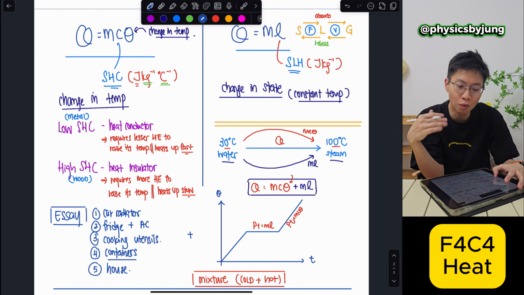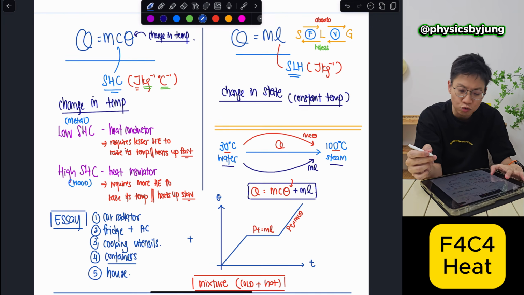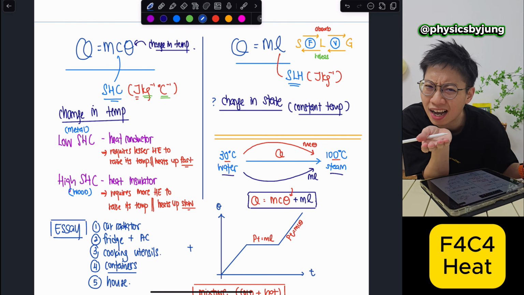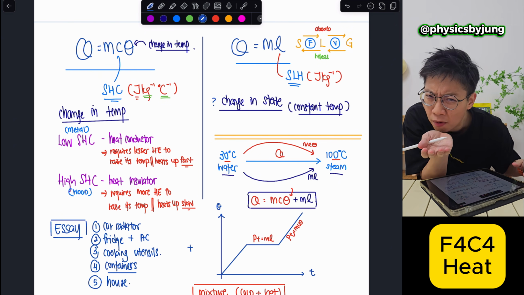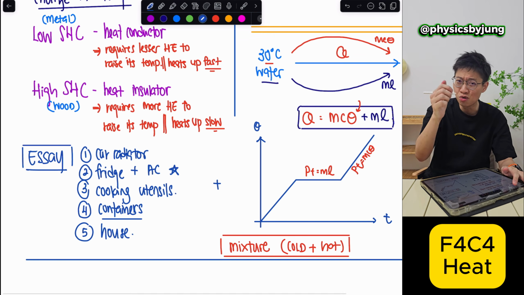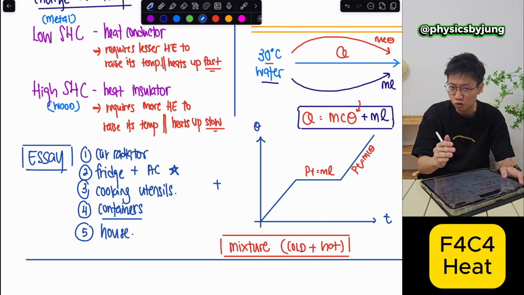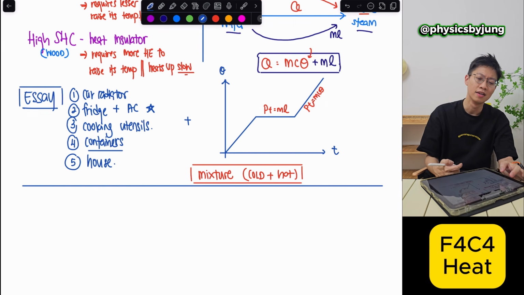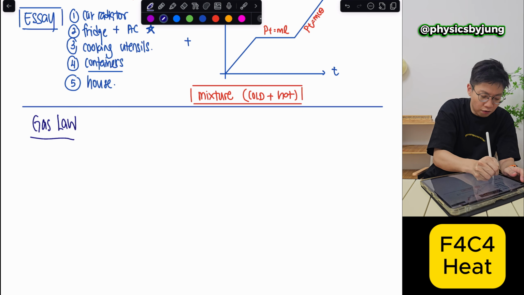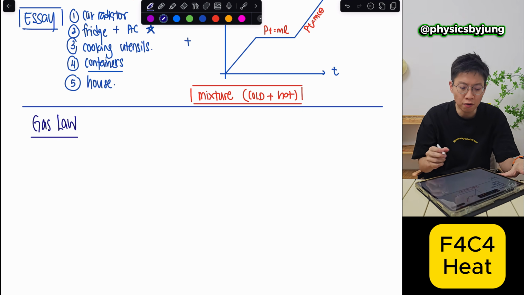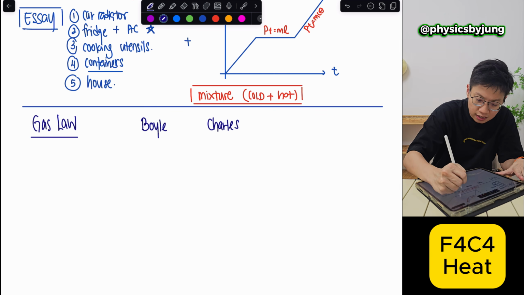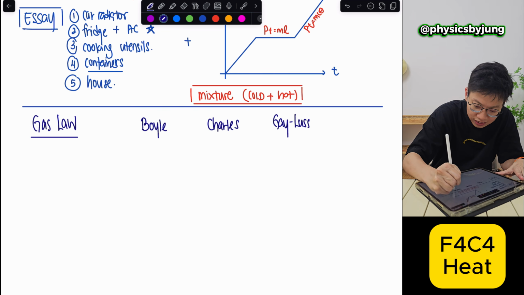Once you are good at this, you know what happens in the change in state, why we want high latent heat, why we want low boiling point and everything, especially the fridge and the aircon. You have to know every essay, not choose to learn all. Then this will lead us to our gas laws: Boyle's law, Charles' law and Gay-Lussac's law.